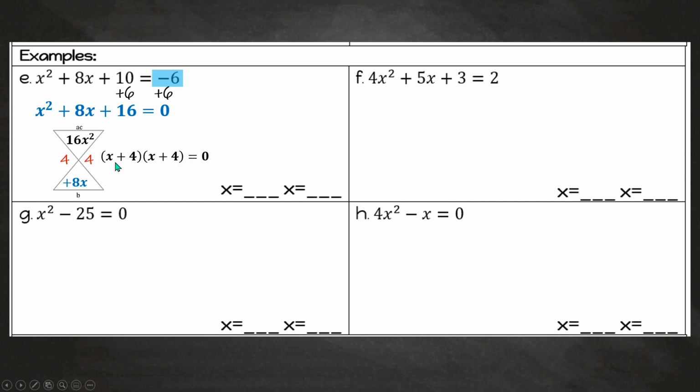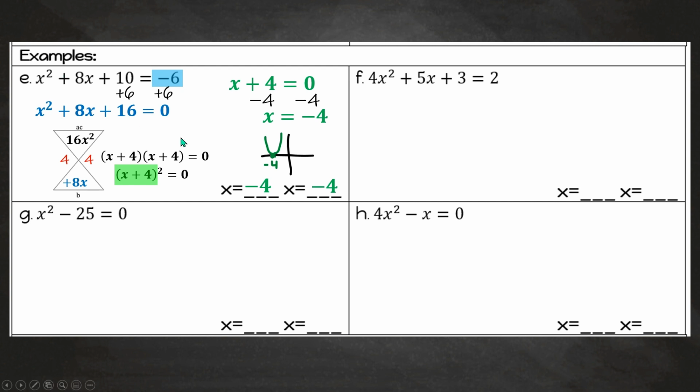That means my factors are x plus 4 multiplied by x plus 4 is equal to 0. That could also be written as x plus 4 squared is equal to 0. I only really have one factor because I have a perfect square trinomial, or a perfect square quadratic, so I only have to solve this once. I subtract 4 from both sides, and x is equal to negative 4. If I plug in negative 4 for my x values here, it would equal 0.